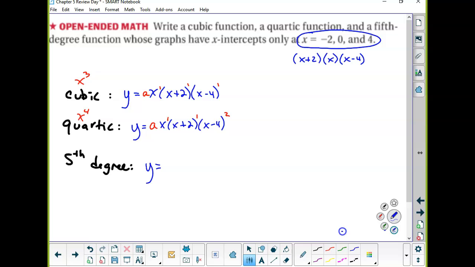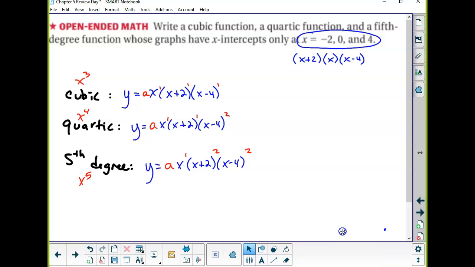And now you're starting to see the pattern, right? Doesn't matter what the a value is. So now I need a fifth degree. All you need to do is make sure your exponents add up to 5. Doesn't matter how you get there. You could do a 1, a squared, and a squared. You can do a 1, and a cube. A lot of different options here. Okay.